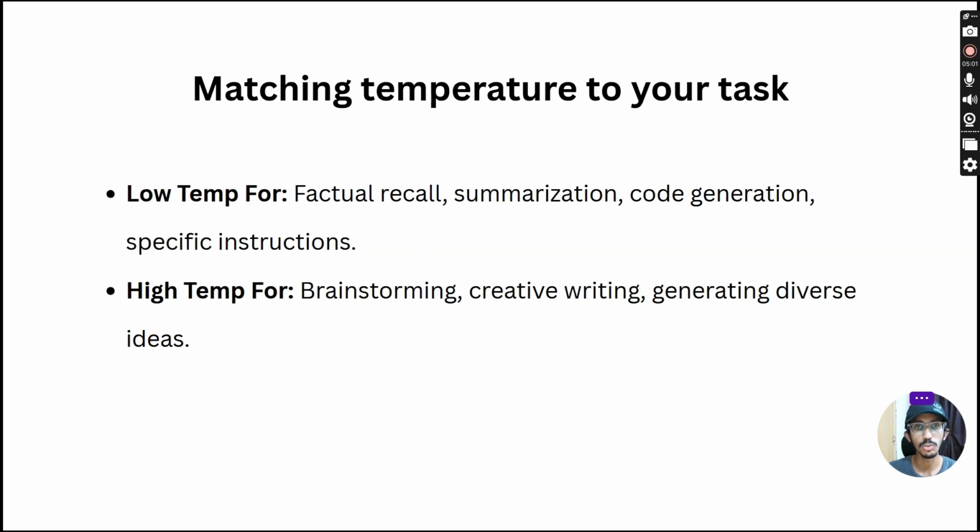So when do you use which? Well, you want a low temperature for tasks where you need accuracy and consistency, like summarizing text, answering factual questions, generating code, or following very specific instructions. But if you are brainstorming ideas, doing creative writing, or you want the AI to give you lots of different options, then a higher temperature can be really useful.